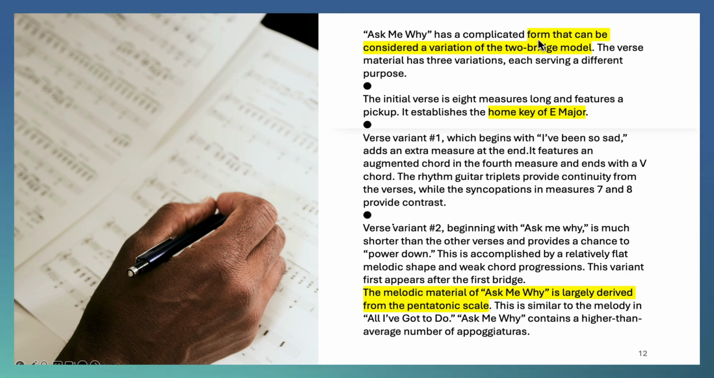Ask Me Why has a complicated form that can be considered a variation of the two-bridge model. The verse material has 3 variations, each serving a different purpose. Now, the initial verse is 8 measures long and features a pickup. It establishes the home key of E major.